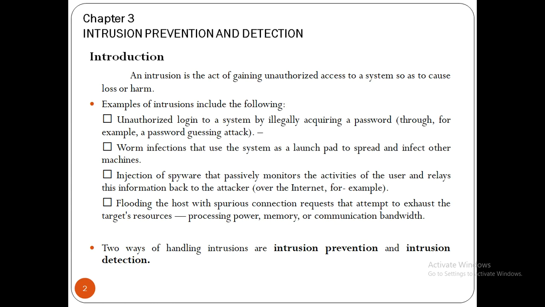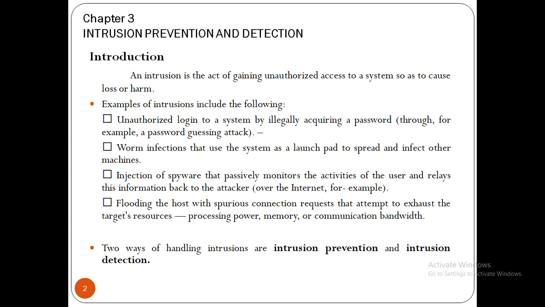And next, flooding the host with spurious connection requests that attempt to exhaust the target's resources such as processing power, memory, or communication bandwidth. This kind of attack can flood the host with connection requests made by an attacker to exhaust the target's resources such as memory, or reduce the availability of communication bandwidth, etc. Now there are two ways of handling these attempted intrusions, known as intrusion prevention and detection.